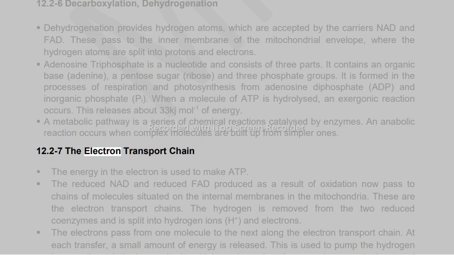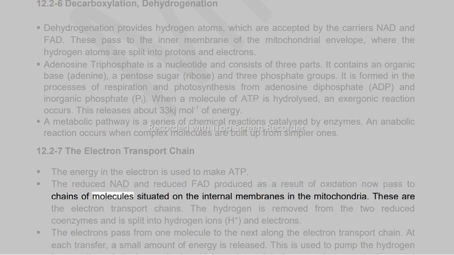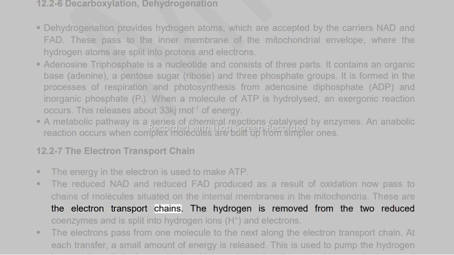12.2.7 The electron transport chain. The energy in the electron is used to make ATP. The reduced NAD and reduced FAD produced as a result of oxidation now pass to chains of molecules situated on the internal membranes in the mitochondria. These are the electron transport chains.